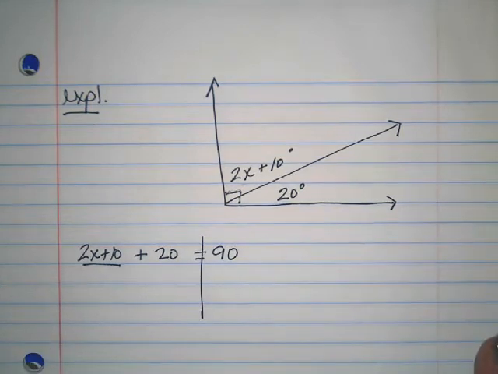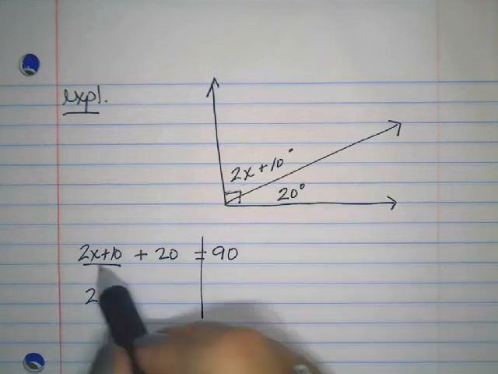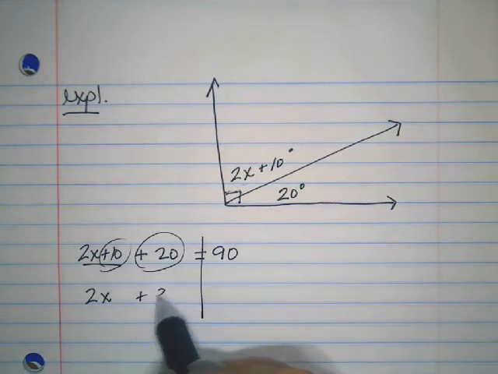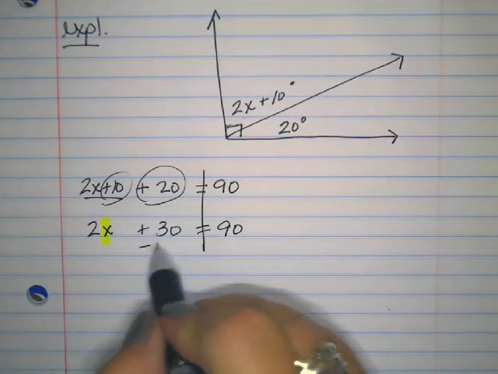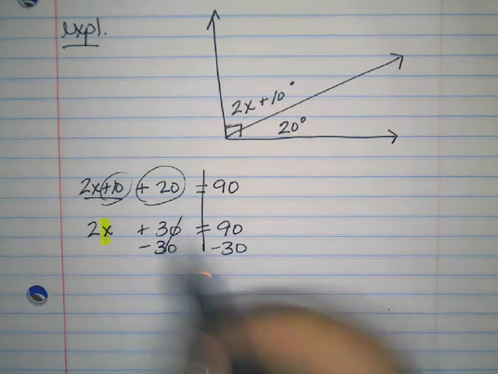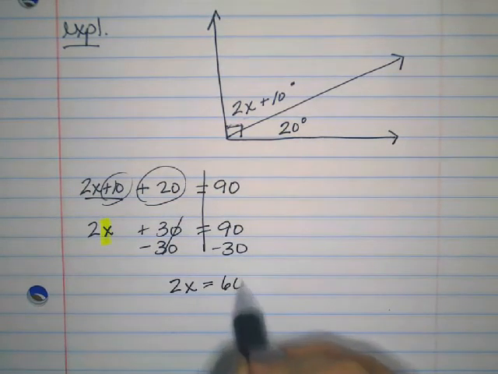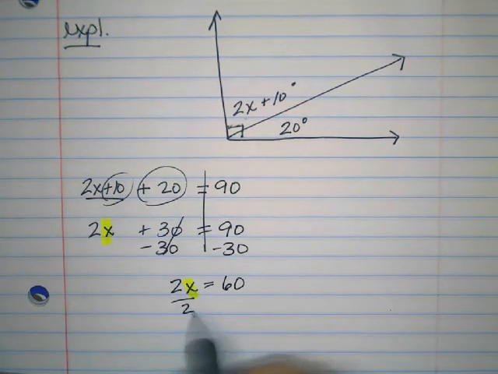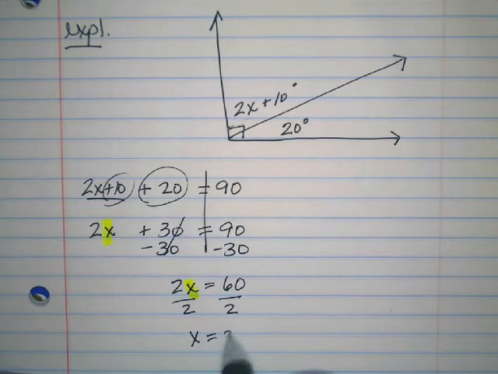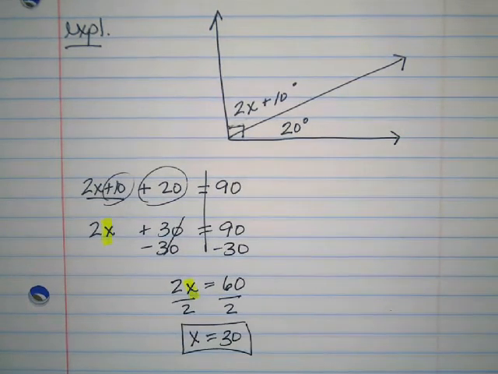I should now be able to solve this equation. So I have 2x, I have 10 and a 20, which gives me a 30. If you want to highlight as we go, that's super helpful. First up, I'm going to subtract 30, and I will get 60. Last step, this says to multiply by 2, so I'll divide by 2. And I get 30 degrees.